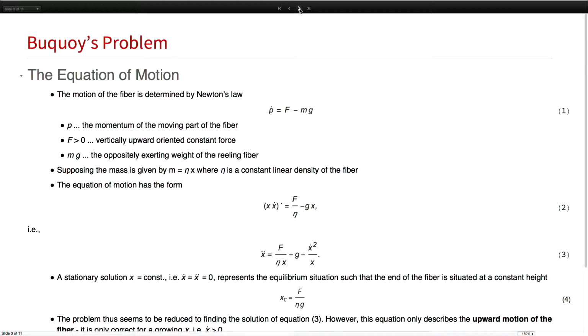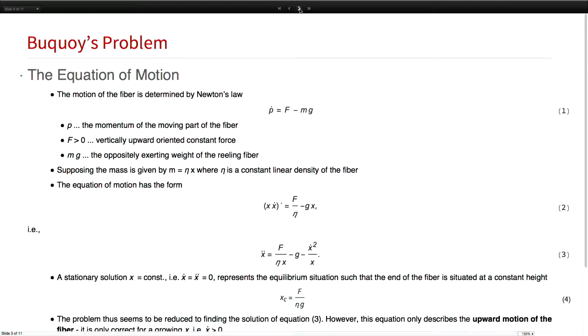So the motion of the fiber is determined by Newton's law, where P is the momentum of the moving part of the fiber, F greater than 0 is a vertically upward oriented constant force, and the mass multiplied by the gravitational constant is the oppositely exerted weight of the reeled-off fiber. Supposing the mass is given by eta multiplied by x, where eta is the constant linear density of the fiber, the equation of motion has the following form, equation 2, and after modification, the form of equation 3.